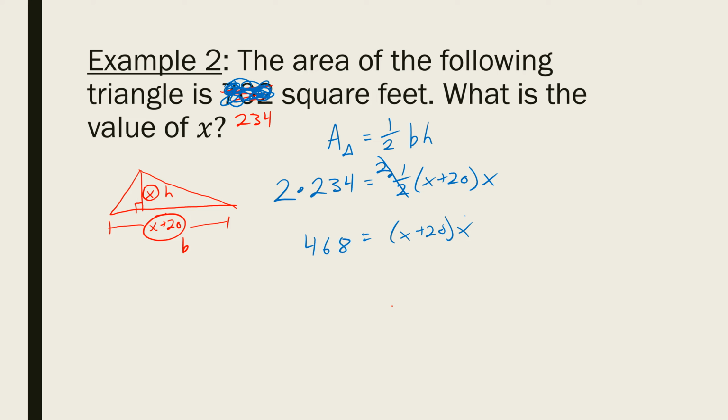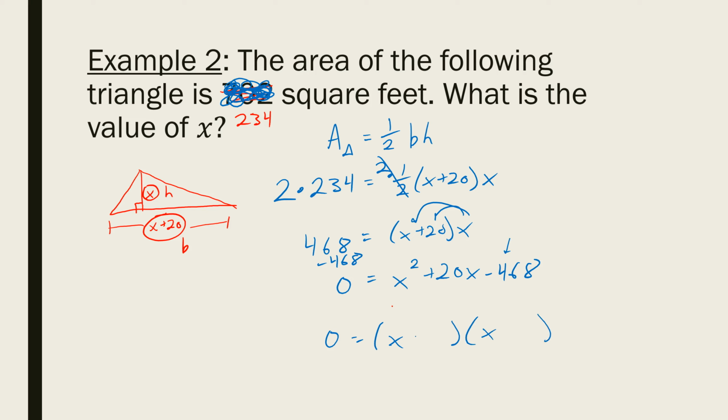2 times 234 is 468. Now I still need to distribute, and as we can see, an x squared shows up, which means yes, it is a polynomial problem. So I need a 0 on this side, so let's subtract 468. Nice. So now I'm trying to factor, and here again, I don't know multiples of 468. So let's think. I have x and x. I know that to multiply to a negative number, I'm going to need a plus and a minus. So instead of thinking of numbers that multiply to 468, let's think of numbers that subtract to 20.